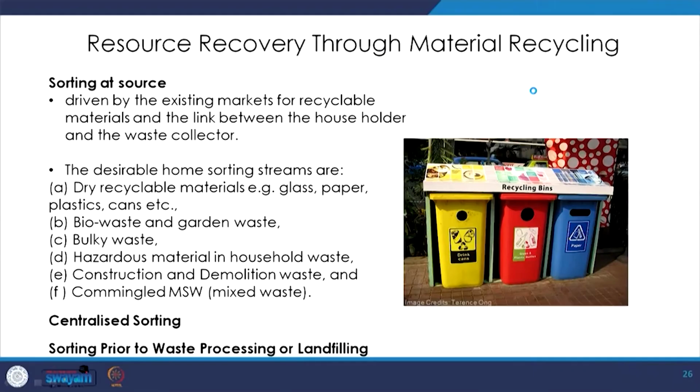So, we are talking about segregation at source, which will then lead to resource recovery. Now, this resource recovery could be in terms of energy, in terms of material, for example, glass, metals, the entire material can be recovered. Or we can also talk about the garden waste, the organic waste, for example, bio waste or garden waste, which can then be recycled to extract the nutrients which are contained in it.